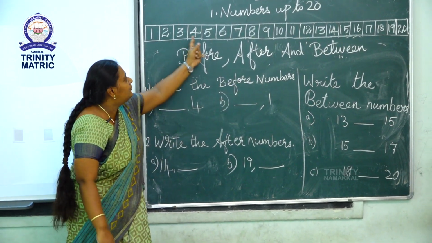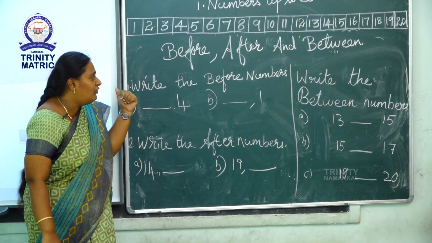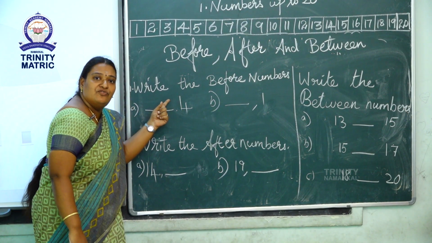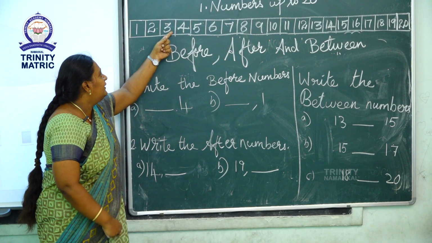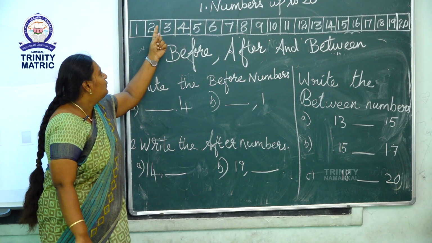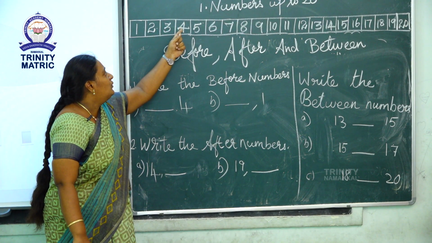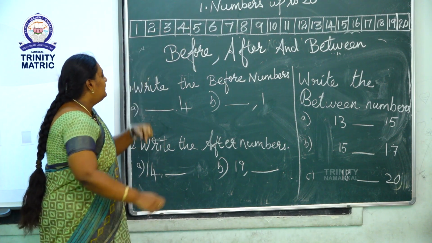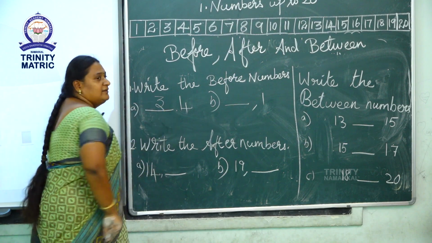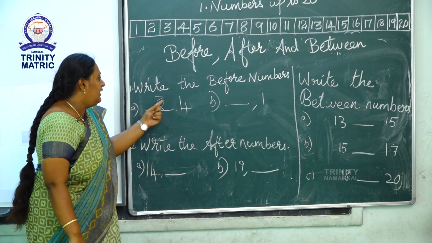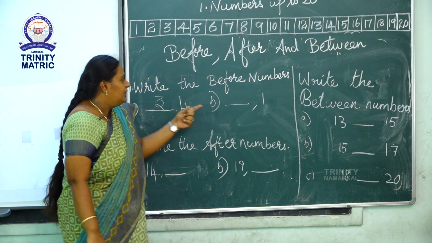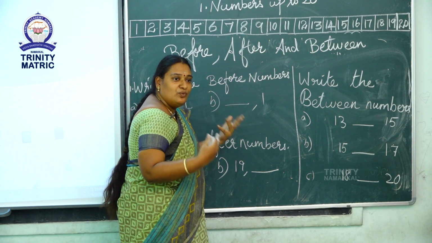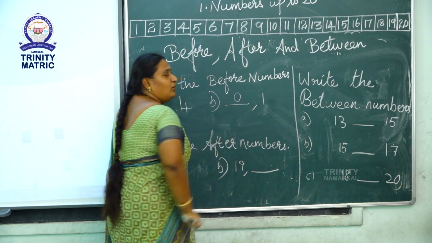So using this number line you have to find the before numbers. Okay. So what comes before 4? See the line here. 1, 2, 3, 4. So what is the number before 4? It is 3. So write 3 here. Now count and see 3 and 4. Your answer is correct. Next, what comes before 1? There is no value. So you write 0.